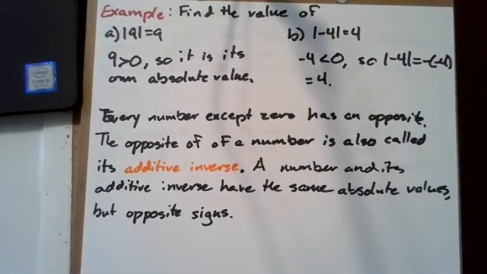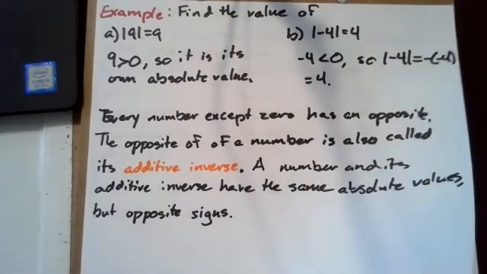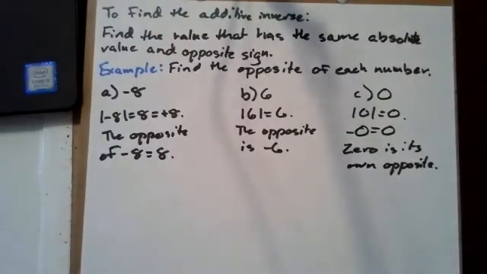Every number except 0 has an opposite. The opposite of a number is also called its additive inverse. A number and its additive inverse have the same absolute values, but opposite signs. To find the additive inverse, find the value that has the same absolute value and opposite sign.